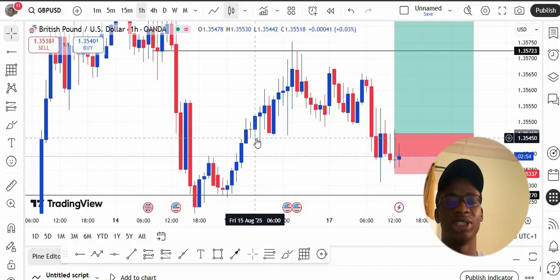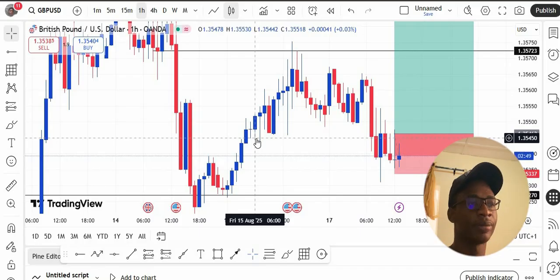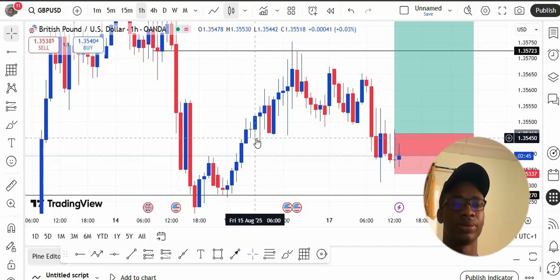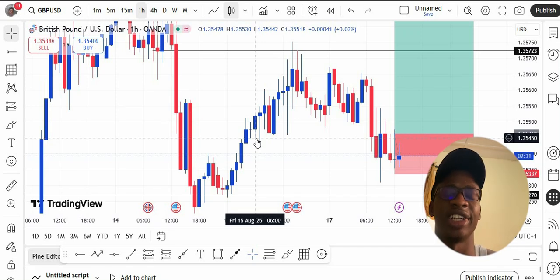So currency pairs work like a tug of war. It's either GBP wins or USD wins. Either people buy this or people sell this. You are the one to determine what the market wants to give out now. Is it going to give buyers more power? Is it going to give sellers more power?